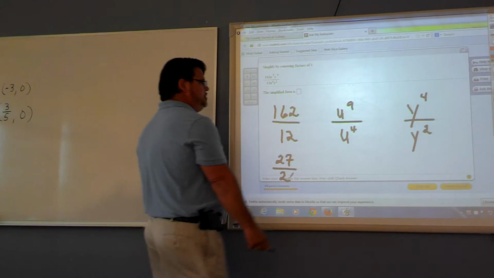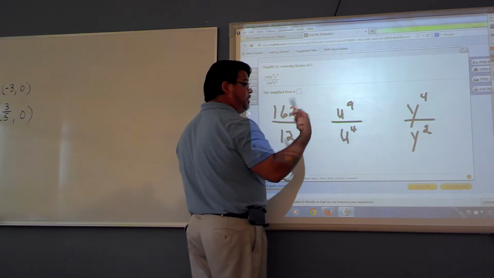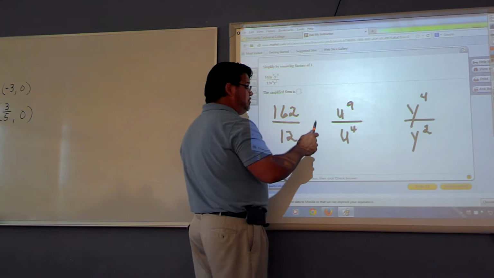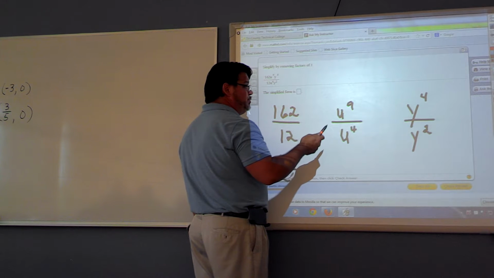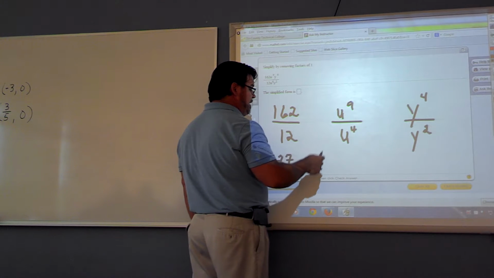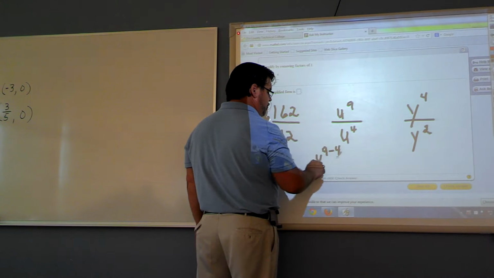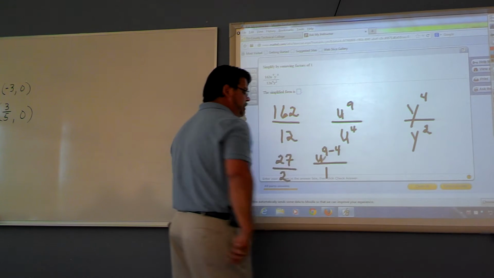Now this one, you can use your exponential rules. I don't care which one you use. You can use your inverse rule, bring the 4 up. You can use your quotient rule, 9 minus 4. But whatever I'm going to do, I'm going to put it over 1. U to the 9 minus 4 over 1. Why am I putting it over 1?